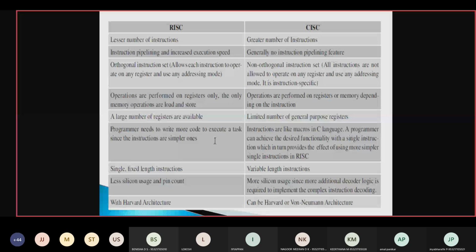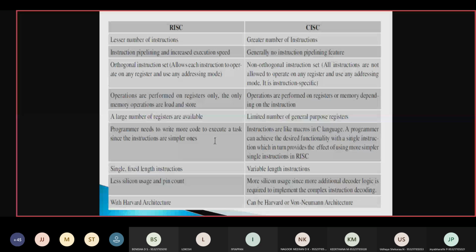Next, RISC has a Harvard architecture, whereas CISC has a von Neumann architecture. So this is one of the important things. Architecture is important, because we need to know the architecture inside, how the registers are arranged. Depending upon that, we have two types of architectures. So we will see that.